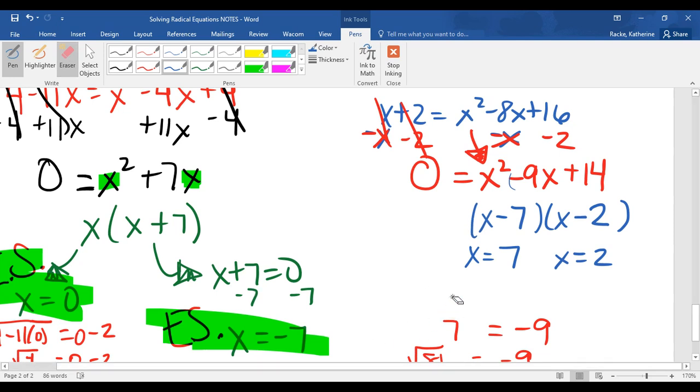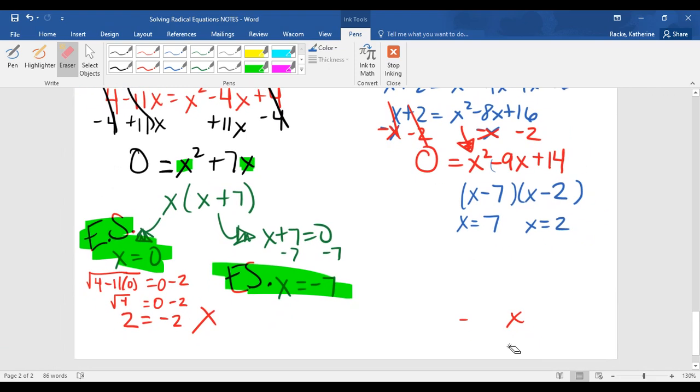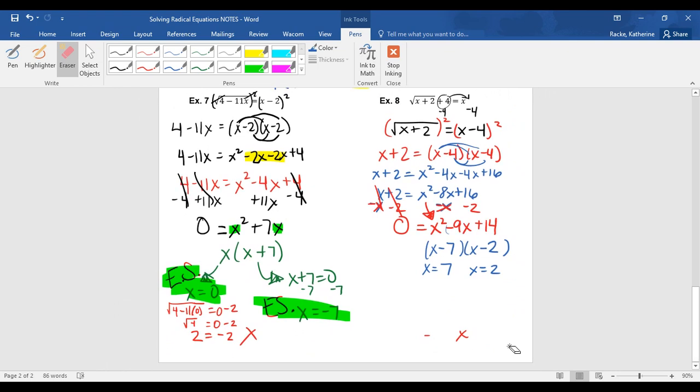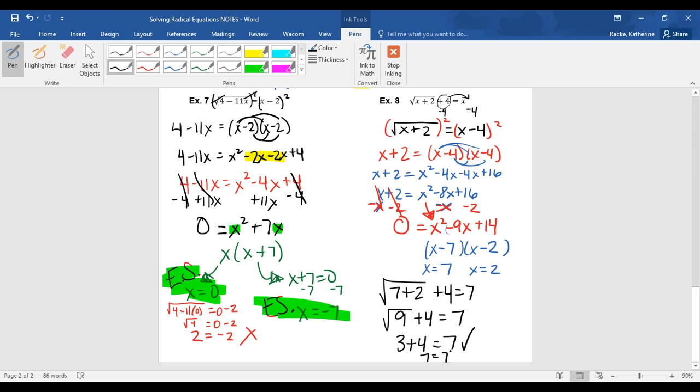Now I need to plug both of these into the original equation. Okay, so if I'm plugging in 7, I'm doing the square root of 7 plus 2, plus 4 equals 7. 7 plus 2 is 9, plus 4 equals 7. Square root of 9 is 3, plus 4 equals 7. 3 plus 4 does equal 7, so 7 equals 7. That one works out. So x equals 7 is the solution.